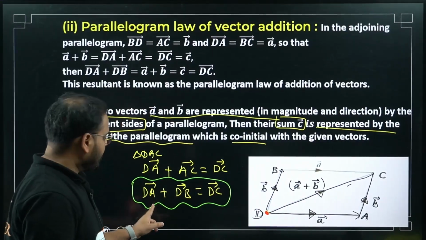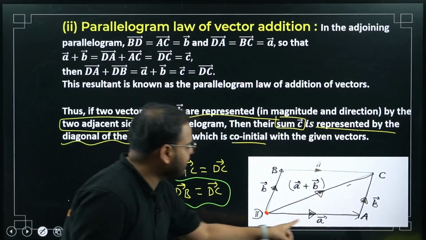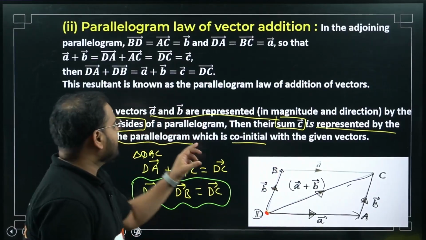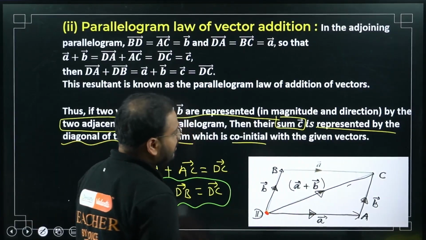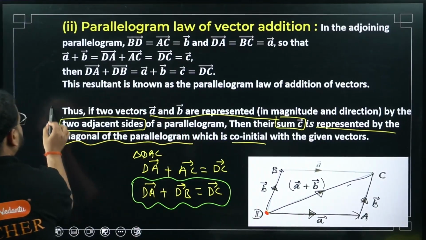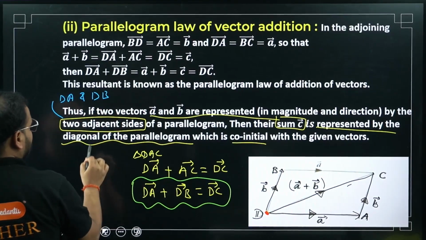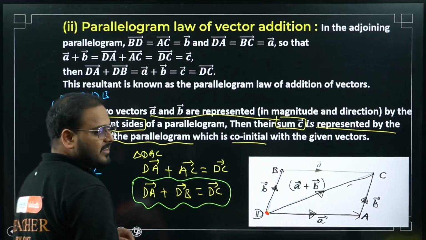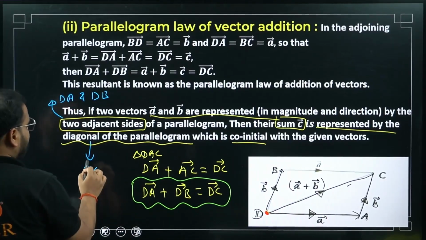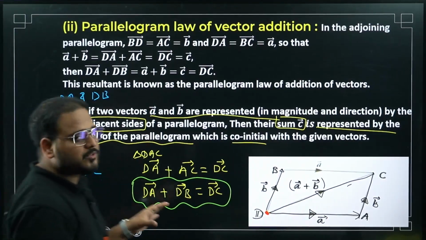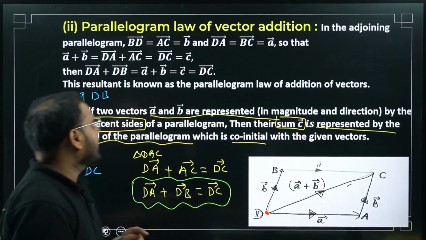Please check. A plus B equals C. A and B are the sides, right? DA and DB are the adjacent sides. And what is DC? Here, if I mention again, DA and DB, and what is this diagonal over here? DC. All right, so I hope it is clear now. Please have a look. DA and DB are my adjacent sides and the diagonal is DC. This concludes the statement and proof for the parallelogram law of addition.